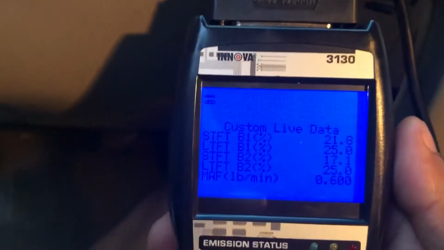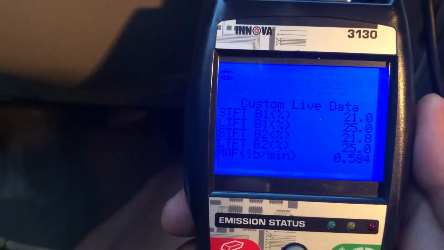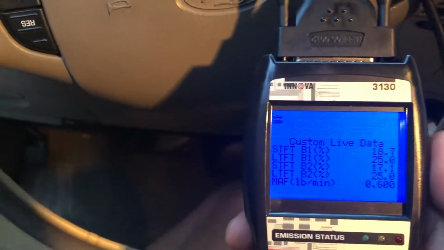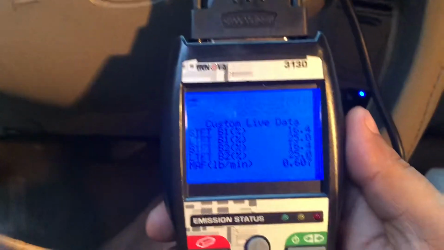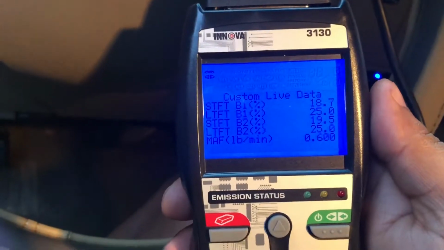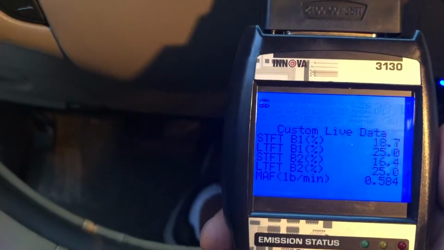So what I'm gonna do is rev it up and let's take a look at what happens to the fuel trim numbers and see if we see anything that would indicate a vacuum leak. So as I rev this up, if we see a drop in these numbers, that could indicate that we have a vacuum leak, and we see that we have something that is affecting both banks. So I'm gonna rev this up.